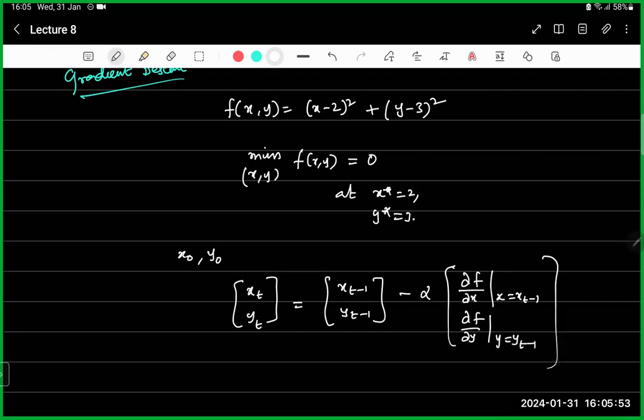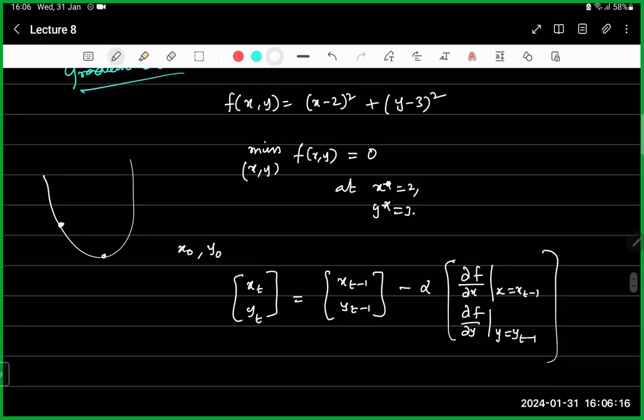So you just calculate the gradient of that function at your current point, and you just move in the direction. Let's say you have some function like this. Let's say you are starting at this point. The minimum is this point, right? Let's say you start at this point. Now you have to move around to reach the minimum, right?